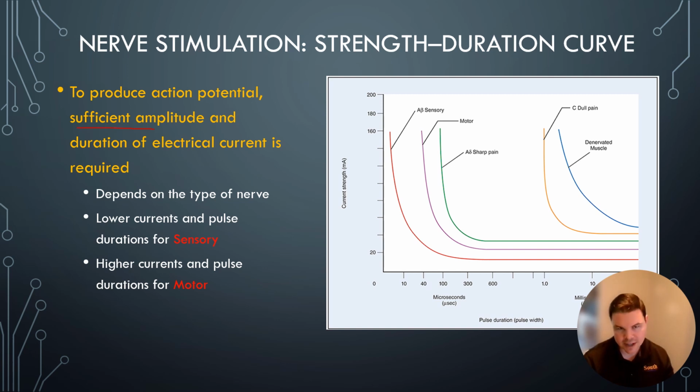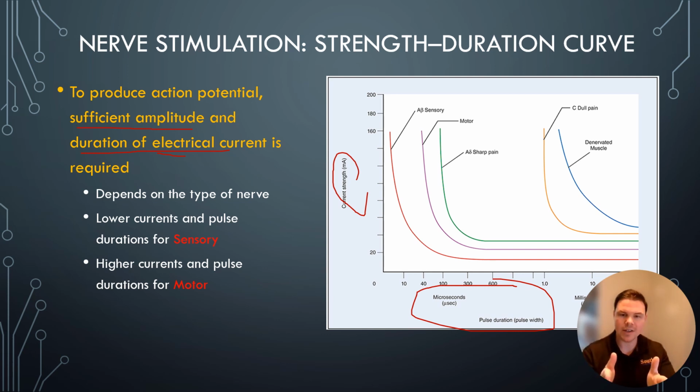You have to have a sufficient amplitude, which here is the current strength, right? You also have to have a sufficient duration of the electrical current, which is depicted here on these numbers. Noting that you have to have an amplitude that's high enough to elicit a contraction, but that amplitude has to be elicited for a long enough period of time in order to stimulate the threshold necessary to produce the action potential. Why is that important?